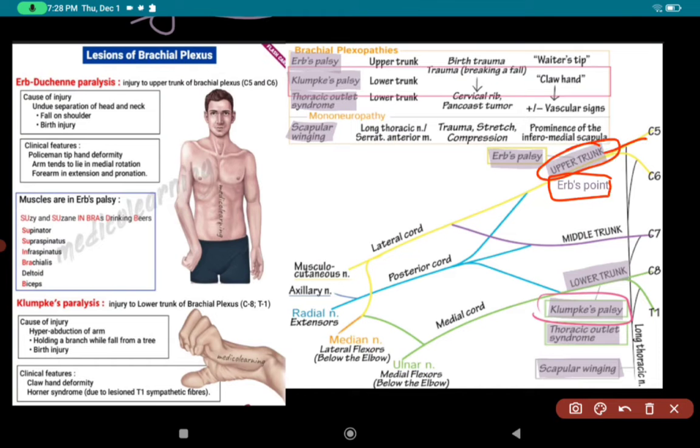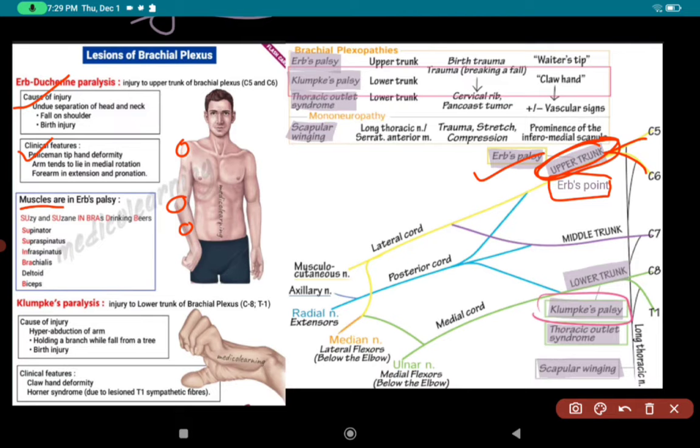Upper trunk is formed by C5 and C6 nerve root. Injury to the upper trunk will cause Erb's palsy. Cause of injury for Erb's palsy will be fall on shoulder or birth injury. Clinical features will be policeman or waiter tip deformity, where shoulder is in medial rotation, elbow is extended and forearm is pronated. So the muscles affected or involved in Erb's palsy will be supinator, supraspinatus, infraspinatus, brachialis, deltoid and biceps. Corresponding movements will be affected.